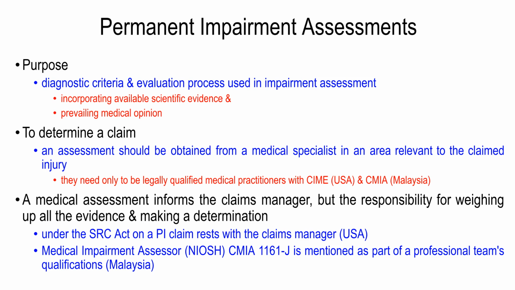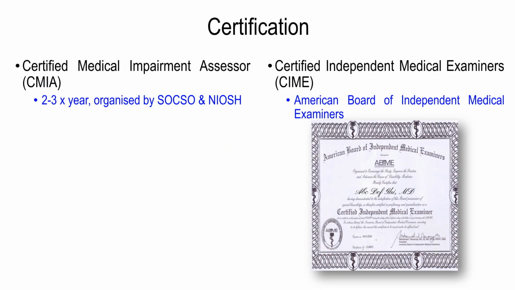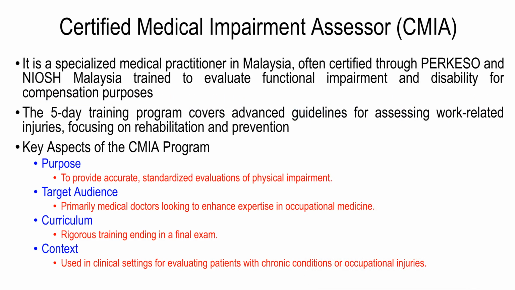Assessments, conducted by specialists like CIME or CMIA, help determine claims, informing the claims manager who is ultimately responsible for the final determination. Certification for impairment assessors includes the Certified Medical Impairment Assessor in Malaysia, organized by SOCSO and NIOSH. In the U.S., the Certified Independent Medical Examiner designation is offered by the American Board of Independent Medical Examiners. The Certified Medical Impairment Assessor, CMIA, is a specialized medical practitioner in Malaysia certified through PER, KESO, and NIOSH.